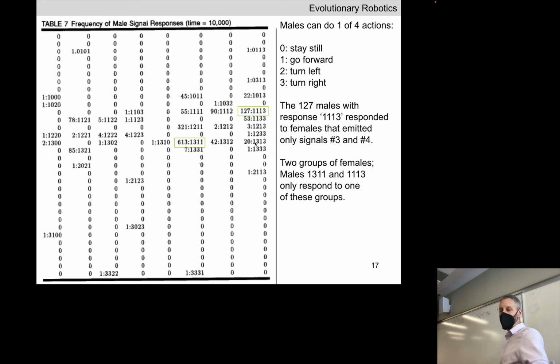Let's move forward in time. I want you to pay attention to this cell, and this cell. So we're keeping our eye on 1-3-1-1, 1-1-1-3, and 1-3-1-3. At this point in time, these two groups greatly outnumber this group of males.